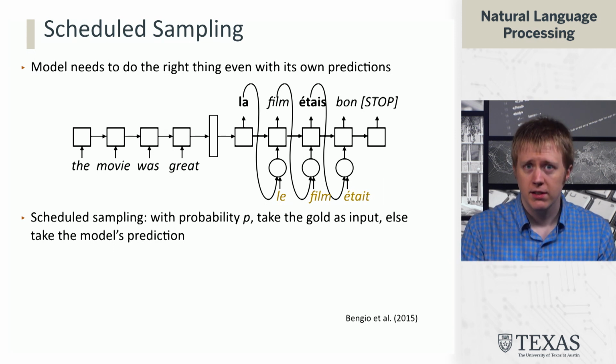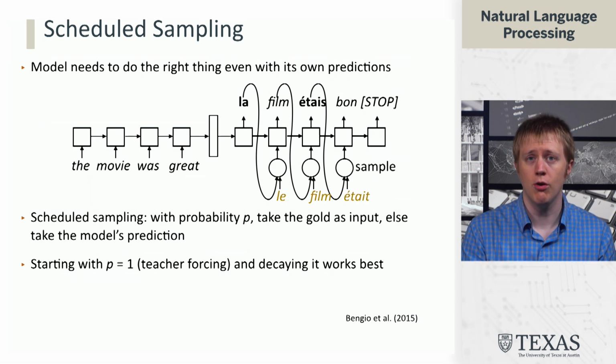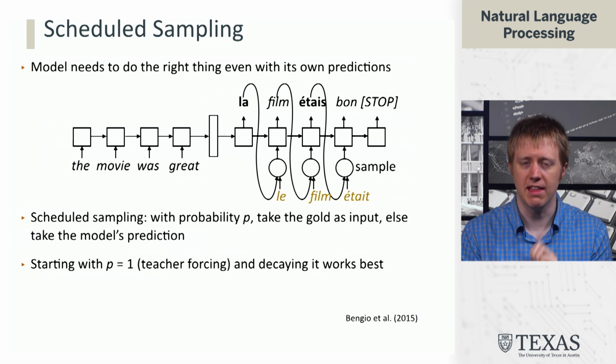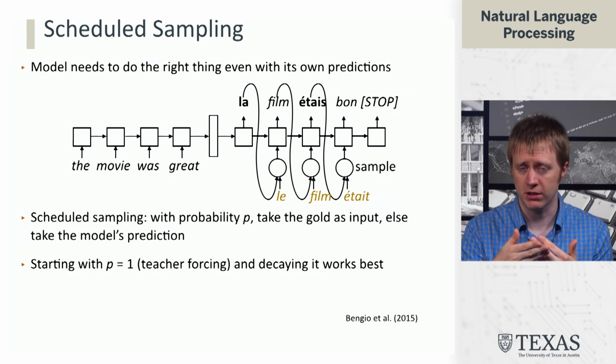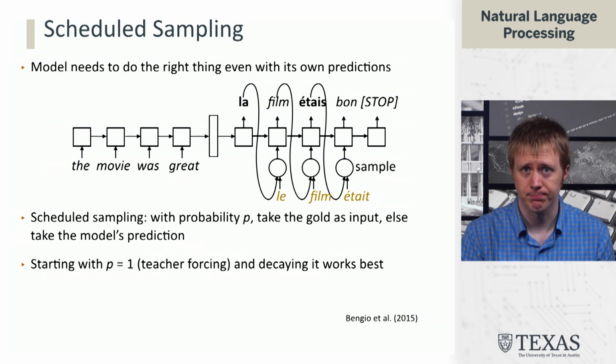So the way that people often do this is they start with p equals 1, which is just teacher forcing, and then over time, as your model gets trained reasonably well, you start to decay that. And so you tell the model, okay, start to consume your own predictions but still try to make the correct predictions at the next step.